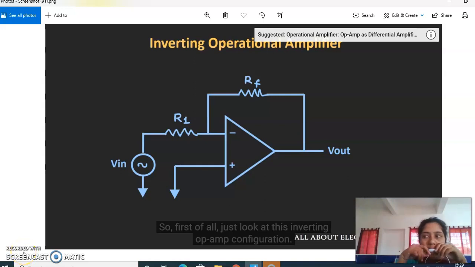Hi, today we are going to discuss the integrating operational amplifier. In the last video we already discussed the inverting operational amplifier, how it works, and the non-inverting operational amplifier, how it works. Today we'll see how an op-amp will act as an integrator. The other name for an integrator is a low-pass filter.